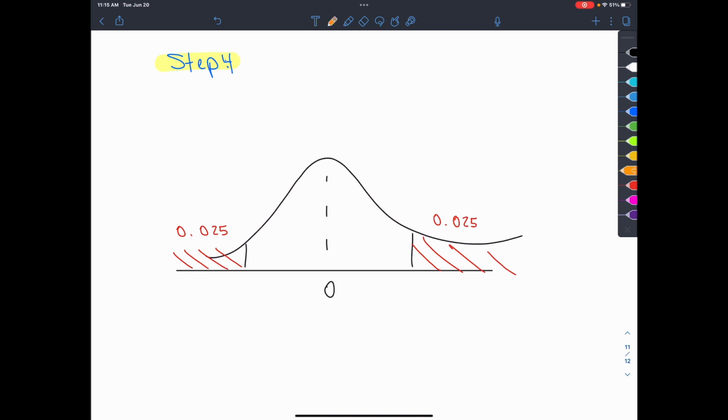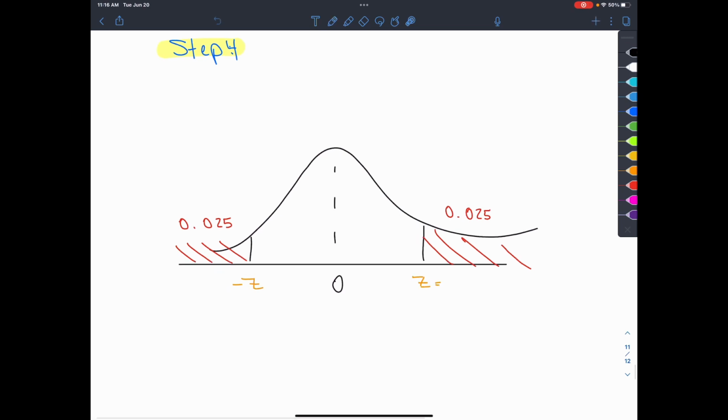Now we're interested in the z values right here. So z and negative z. We want to know what these are so we can make a rule. We want to figure out the z-score here related to the area to the left of 0.025.